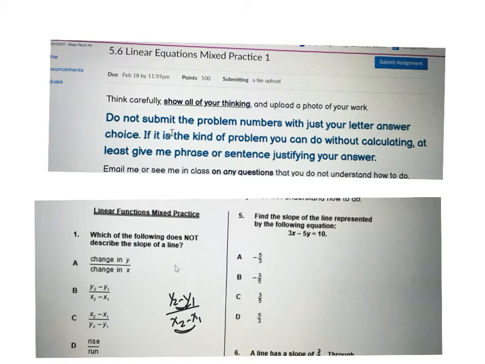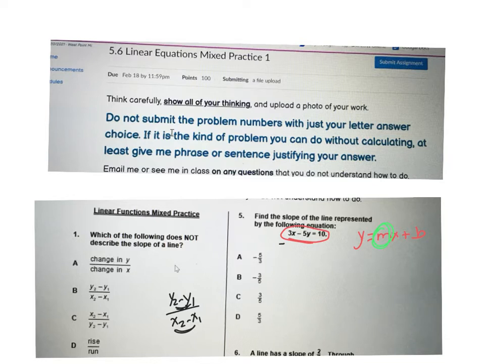Then I'm going to go over to number 5 since it's already on here. Find the slope of the line represented by the following equation. So we want this equation to be in the format that we're used to, which is y equals mx plus b. Remember that m is the slope. So let's try and arrange that equation to look like that.